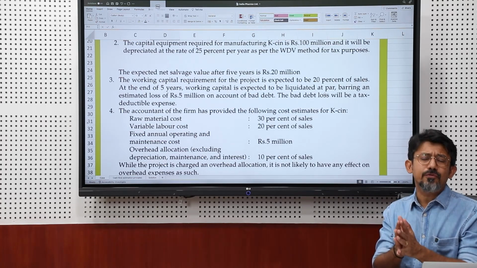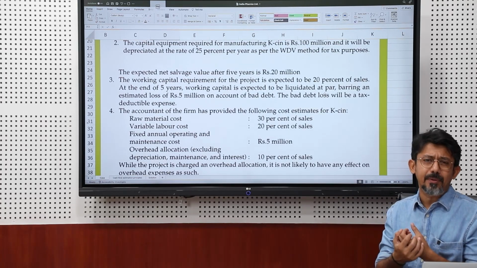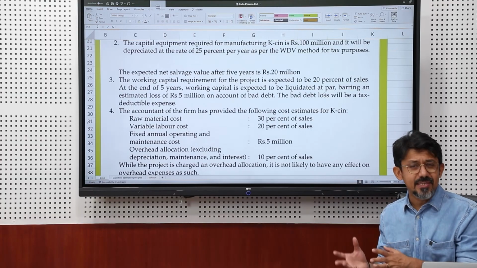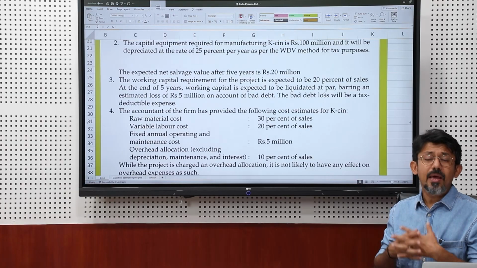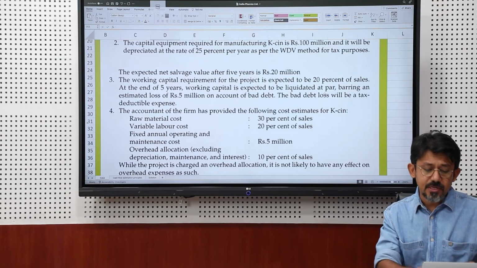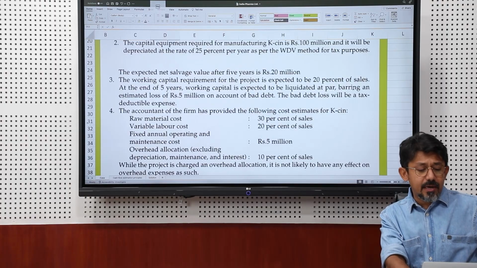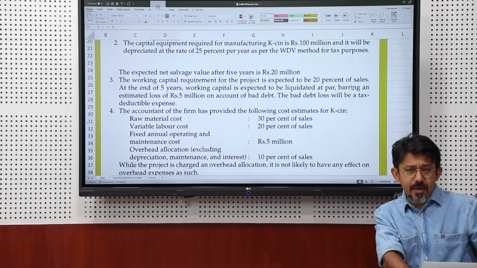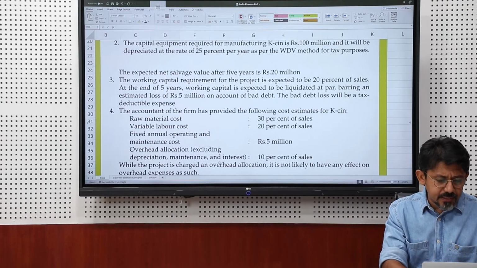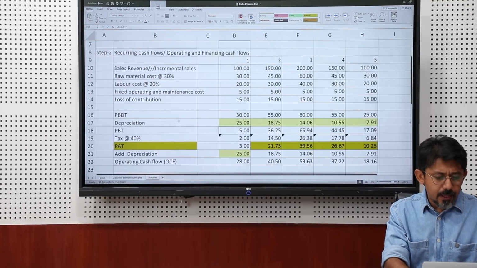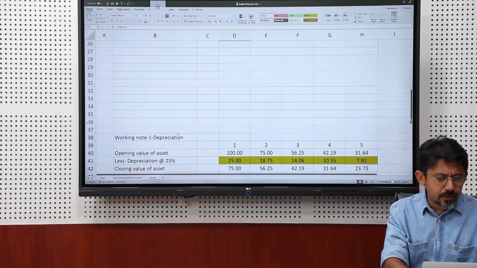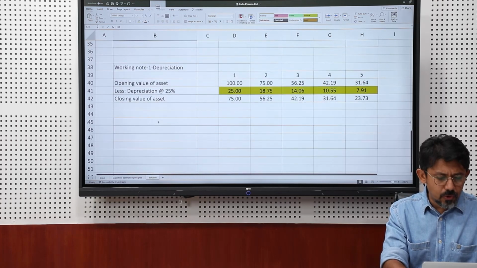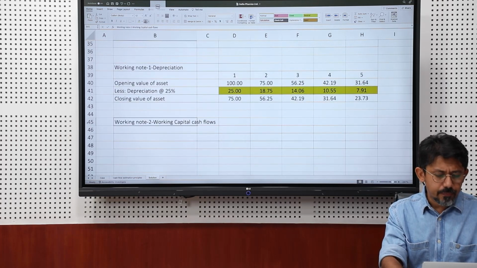So, the net cash flow which is tied up in working capital in the beginning of the project comes back to you, is released at the end of the project, except for certain losses, like you were told, estimated loss of 5 million on account of bad debt. We will consider this as we move on. So, let me calculate the working capital for you first. That is a working note on working capital.